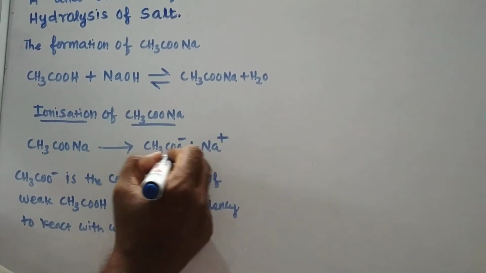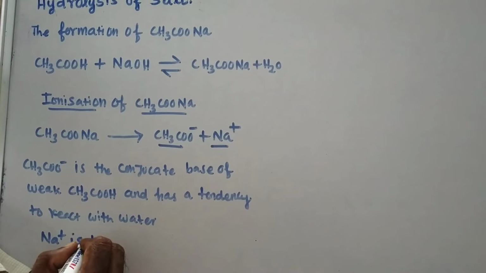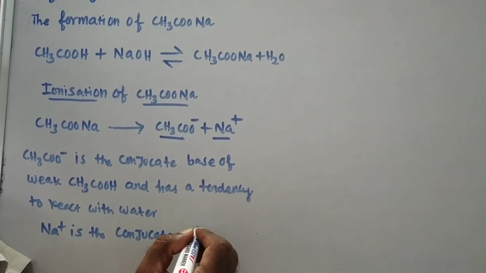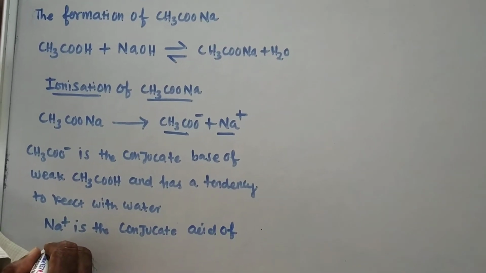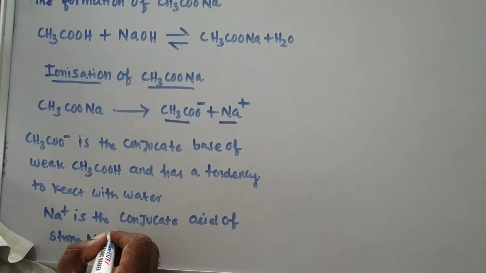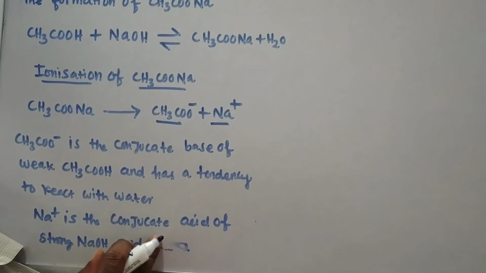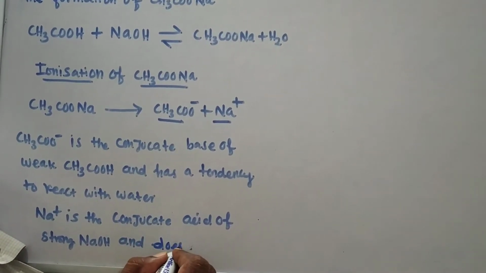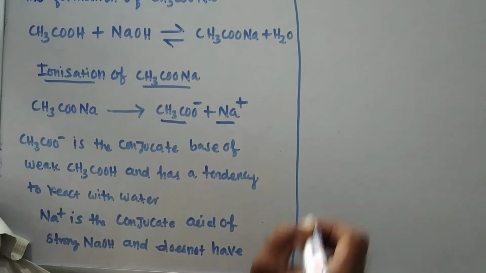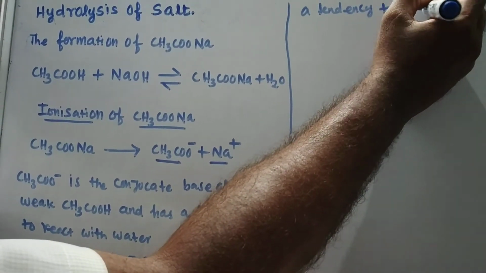Okay, this is acetate ion. Then sodium ion, Na plus ion, is the conjugate acid of strong sodium hydroxide and doesn't have a tendency to react with water.